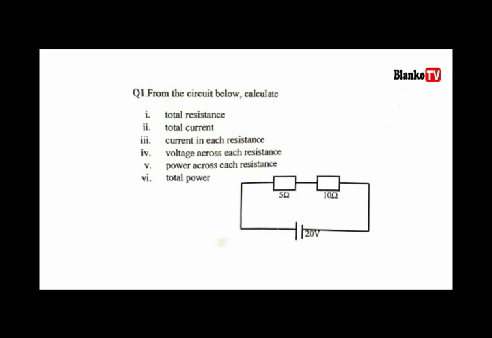Okay, so question 1 says, from the circuit below, calculate: I, total resistance; II, total current; III, current in each resistance; IV, voltage across each resistance; V, power across each resistance; and VI, total power.